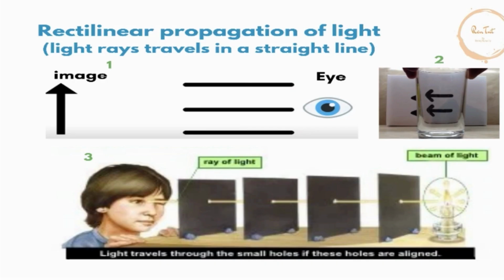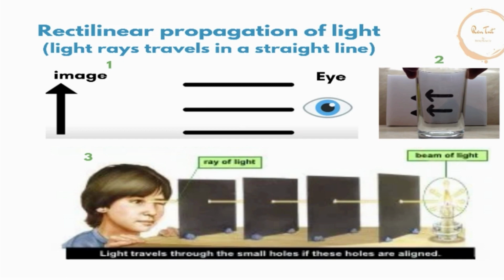We will be discussing why this happens: why the light which was falling on the empty glass, when water is poured, suddenly changes the direction of the arrow. Before understanding that concept, you need to understand what rectilinear propagation of light is. Rectilinear propagation, in simple terms, is that the rays of light travel in a straight line.